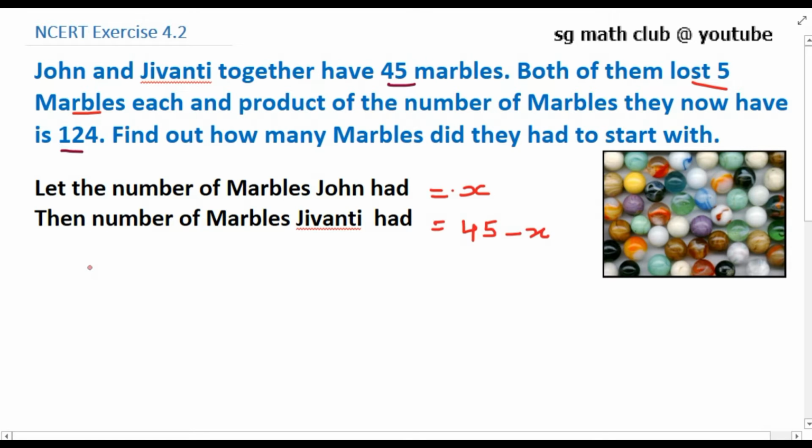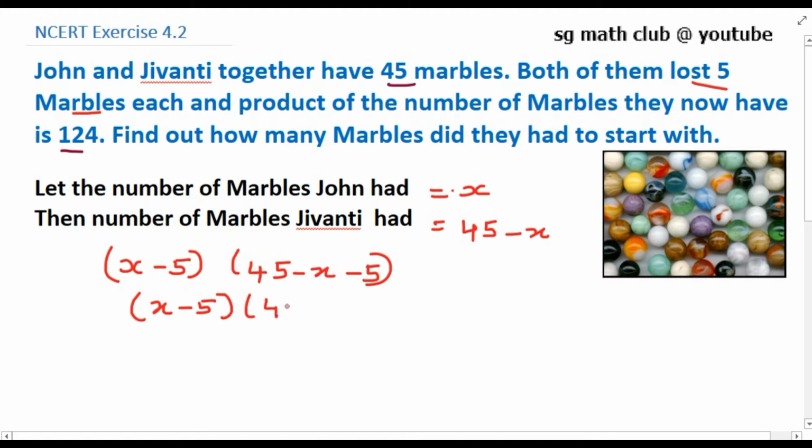Then the number of marbles left with John when he lost 5 marbles is x minus 5. For Jeevanti, first she had 45 minus x. Now she loses 5 marbles, so 45 minus x minus 5. So John has x minus 5 and Jeevanti has 40 minus x.